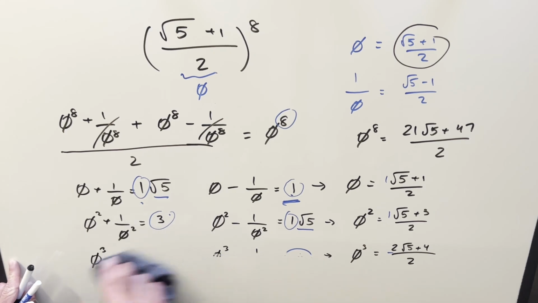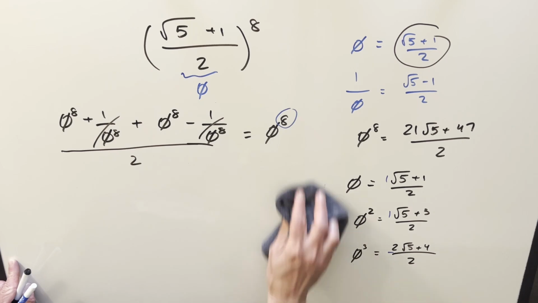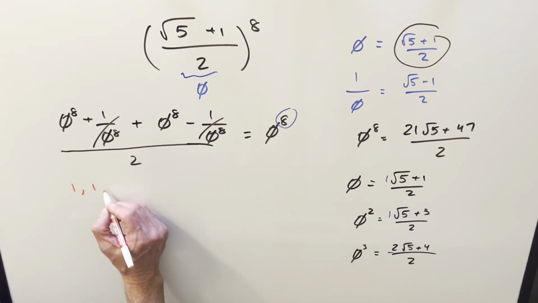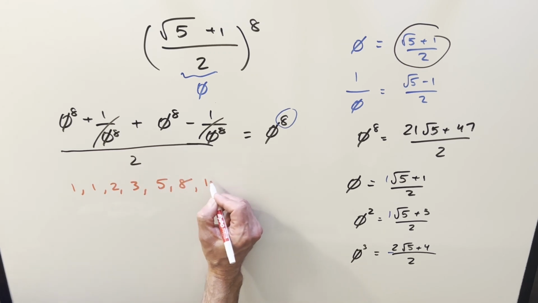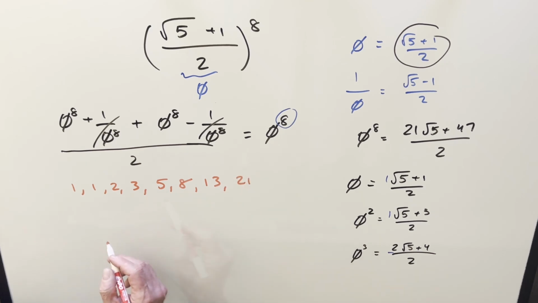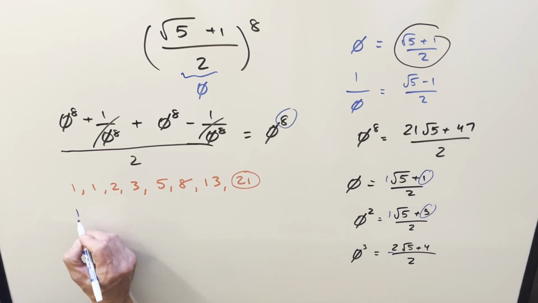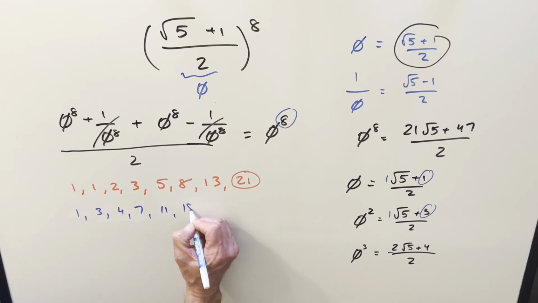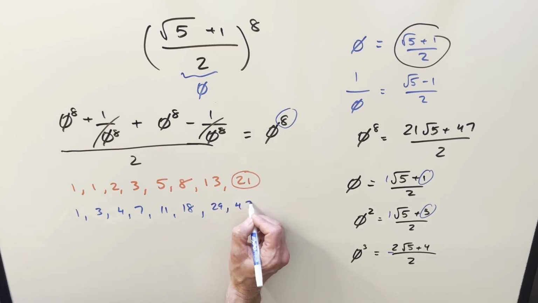So using this over here on the right, we'll just kind of use the sequence to get to our 8th value. What we're going to have for the coefficient on the square root of 5 is going to be, let's see, 1, 1, 2, 3, 5, 8, 13, 21. That's going to be our 8th value right there. So we'll stop with that. Then with this integer term here, same kind of thing. We can go 1, 3, 4, 7, 11, 18, 29, and then 29 plus 18 is 47.